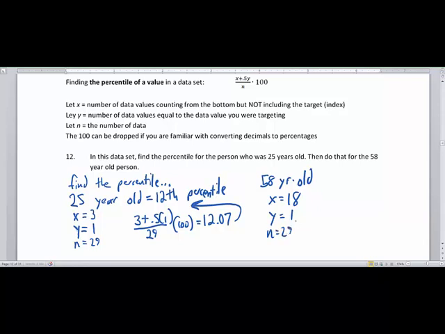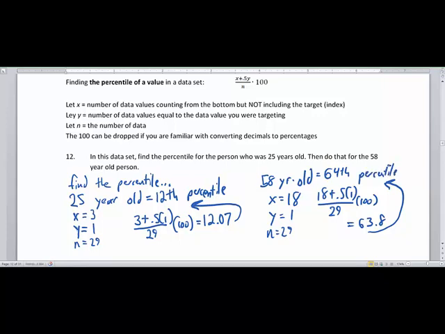29. So here's our formula. We're going to have 18 plus 0.5 times 1, which is 18.5 if you do this out, divided by 29, do that second, and then multiply by 100. If you do that, you get an answer of 63.8, and we would round this to the nearest percentile. So the 58-year-old is 64th percentile.